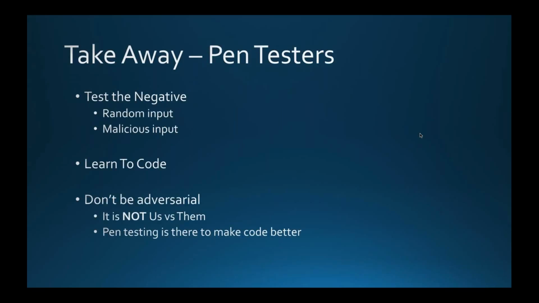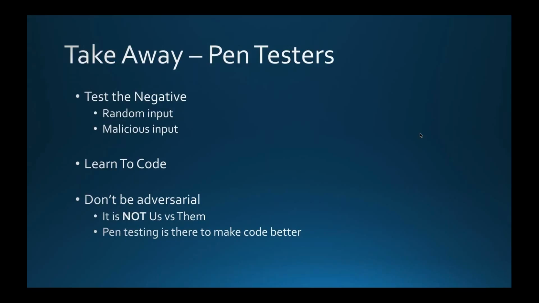Pen testers, out of the gate, you're testing the negative. That's your job. So you're going to throw everything at it. I do also think that especially if you're a web app pen tester, you need to learn how to code. You need to understand the amount of work that's actually being put in on the application that you're testing. It also will help you in writing and presenting the information back, because if you understand the code that's being written, you can help point the developers to where the mitigations can be applied, or where you think it's breaking. The big thing: don't be adversarial.